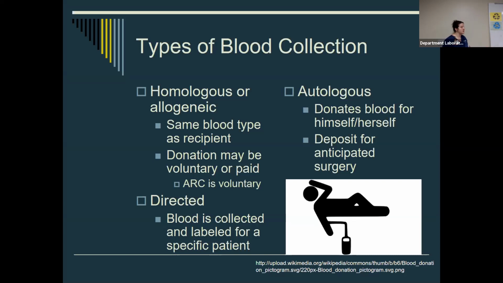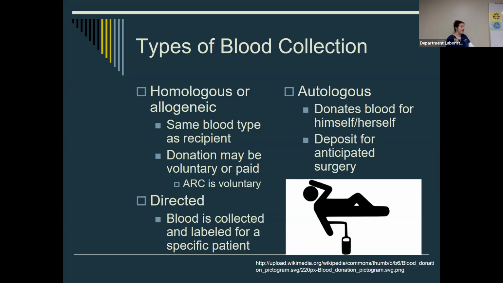Versus an autologous donation. An autologous donation is a pre-planned donation where you donate your own blood, and this usually occurs probably about 2 to 4 weeks prior. Maybe you're scheduled for surgery, you're nervous about receiving a random donor unit if needed, you can go and donate for yourself. And it is specifically tagged for you.